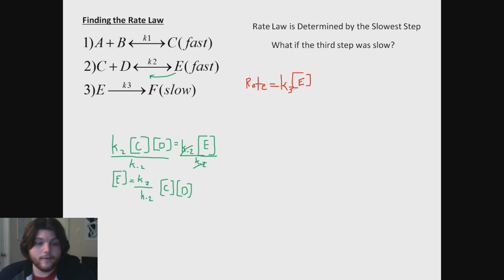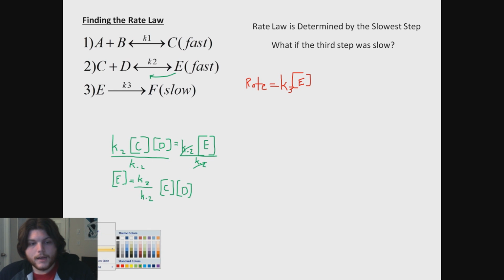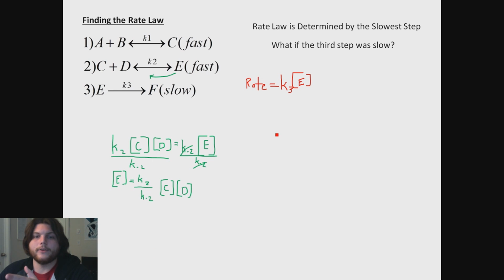Awesome. We have E equal to something. So let's go ahead and just plug that right into our rate law. So our rate is going to be equal to K3. And now we're at E, so we have to substitute it in. Let's put in our K's first: K3 times K2, divided by K negative 2.